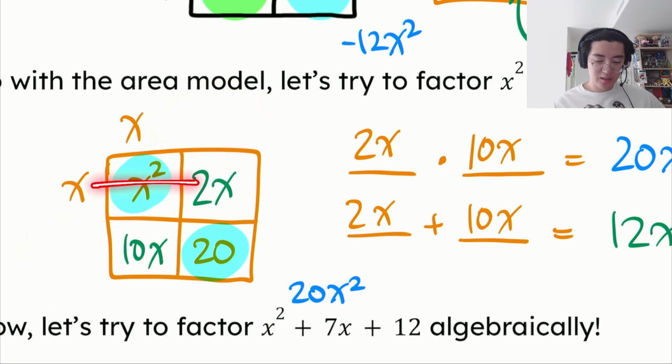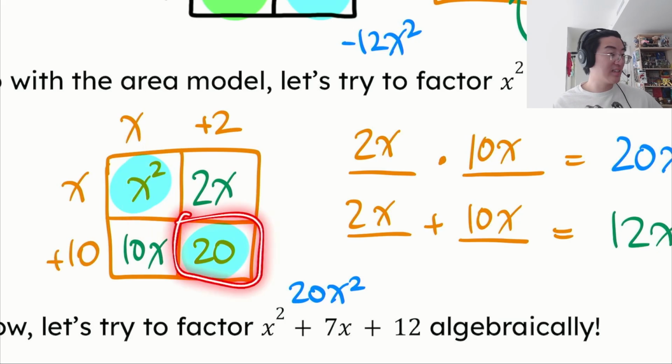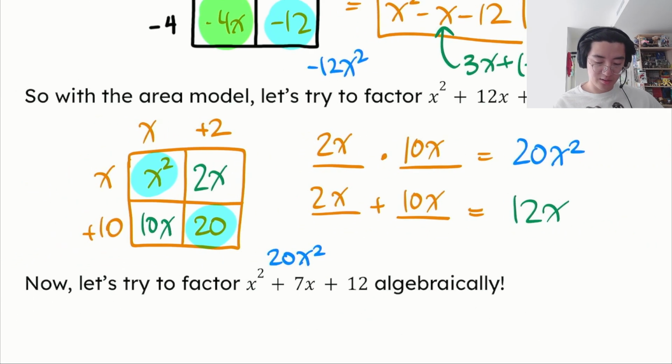Right, so let's see. What number multiplied by x is 2x? Well, that's just positive 2. Right? And then here, what number multiplied by x equals 10x? Well, that's just positive 10. And we can double check here that yes, that gets us 20. Right? 2 times 10.